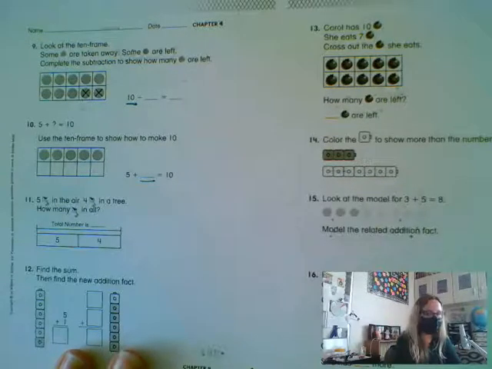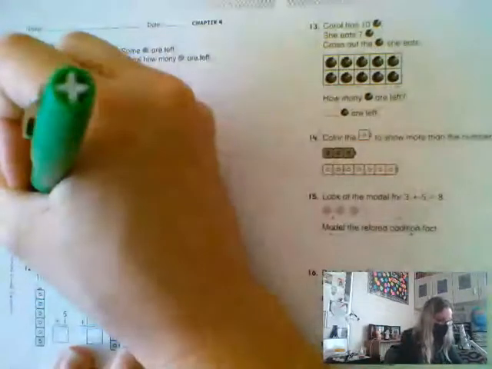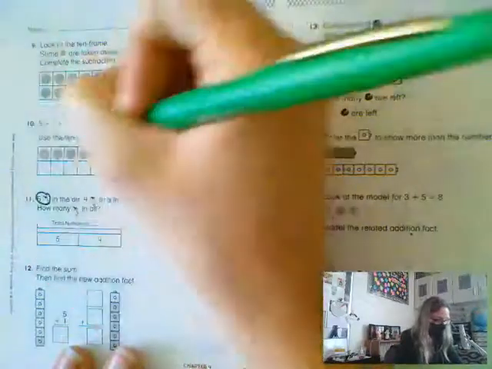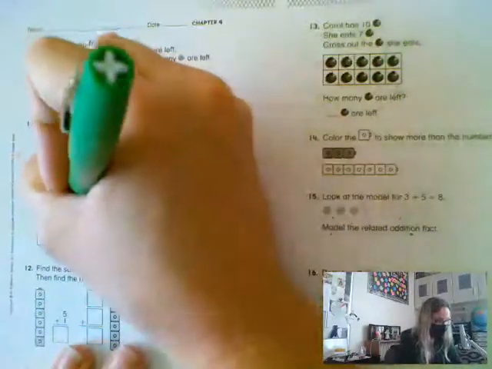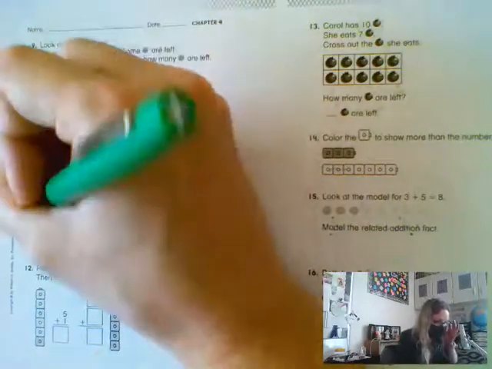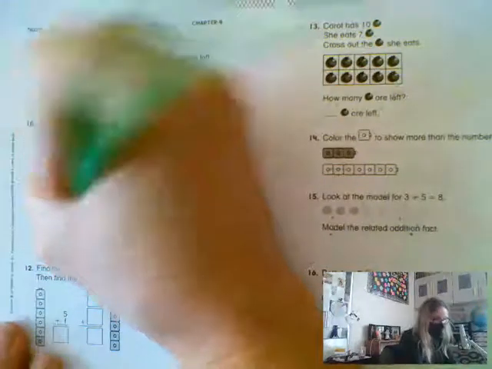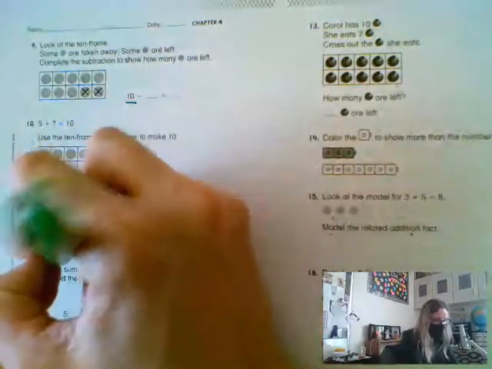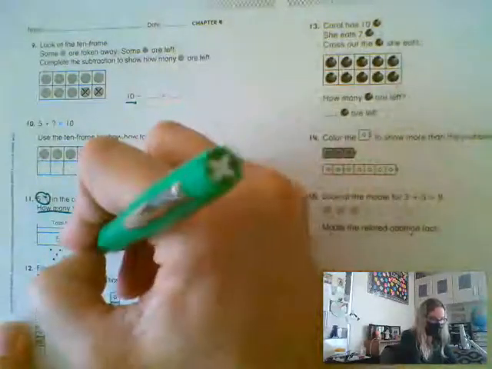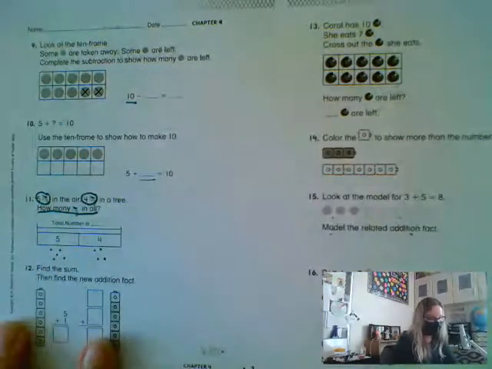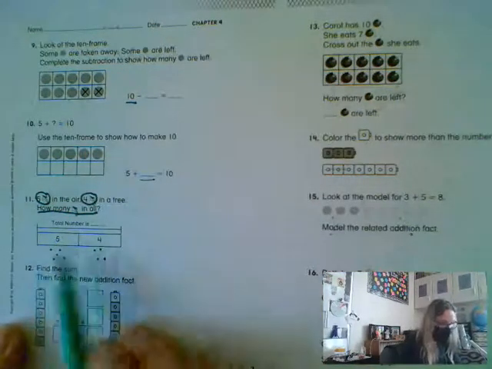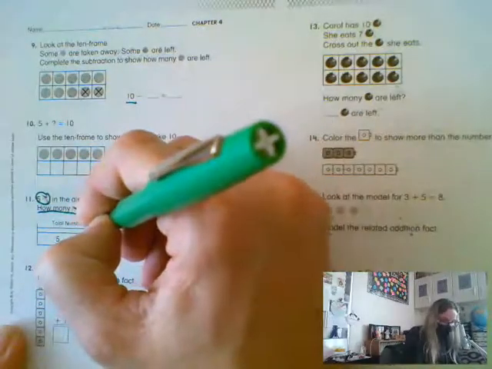All right, number 11 says 5 kites are in the air. Circle 5 kites. It says 4 kites are in a tree. Oh, that's sad. How many kites are there in all? So there are 1, 2, 3, 4, 5 in the air, and 1, 2, 3, 4 in a tree. How many are there all together? Count them up and put that answer on that line.